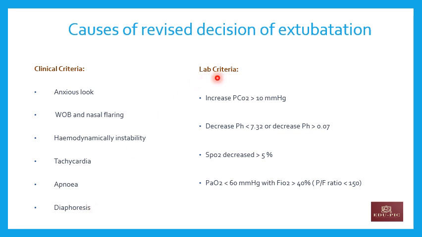Also, there are some lab criteria, like an increase in CO2 of more than 10 millimeters of mercury during this trial, a pH of less than 7.32, or a decrease in pH of more than 0.07, increased oxygen requirements, or a PO2 of less than 60 millimeters of mercury with a FiO2 of more than 40%. That means the PO2 to FiO2 ratio is less than 150.